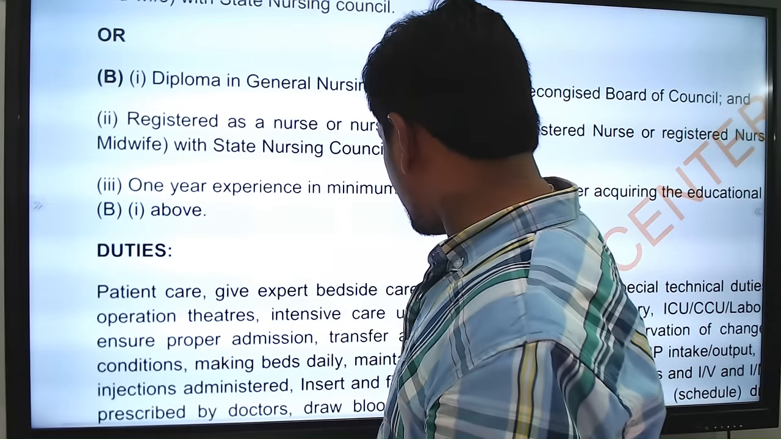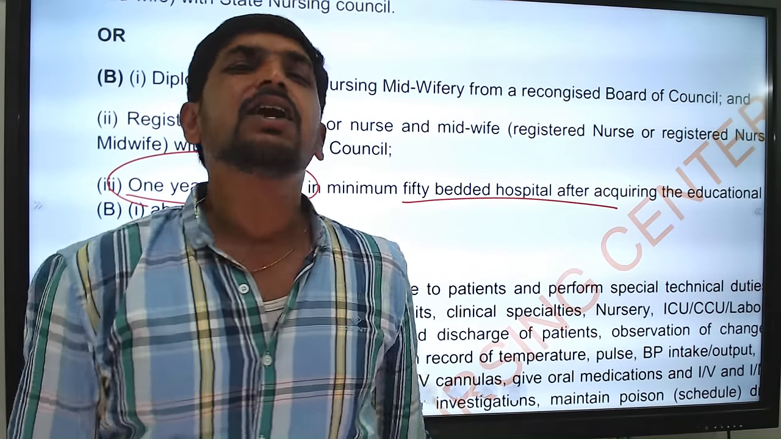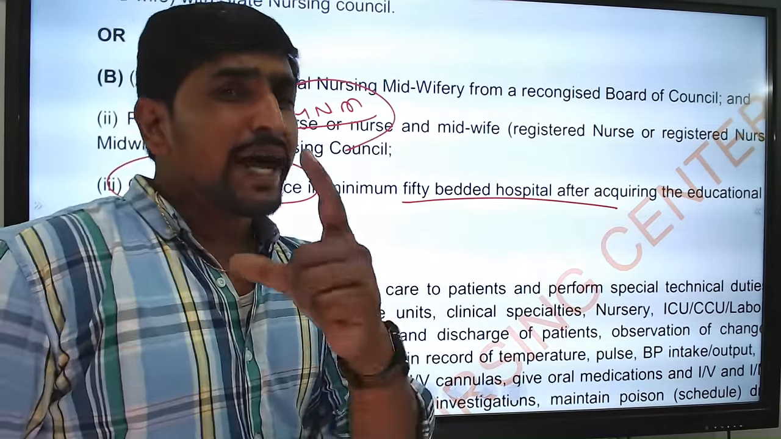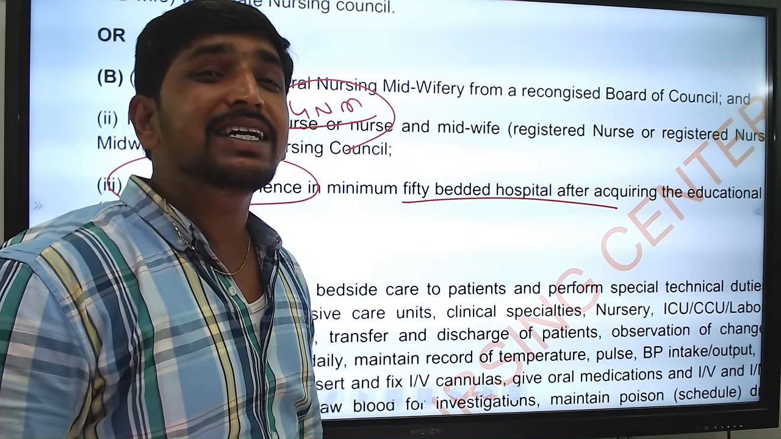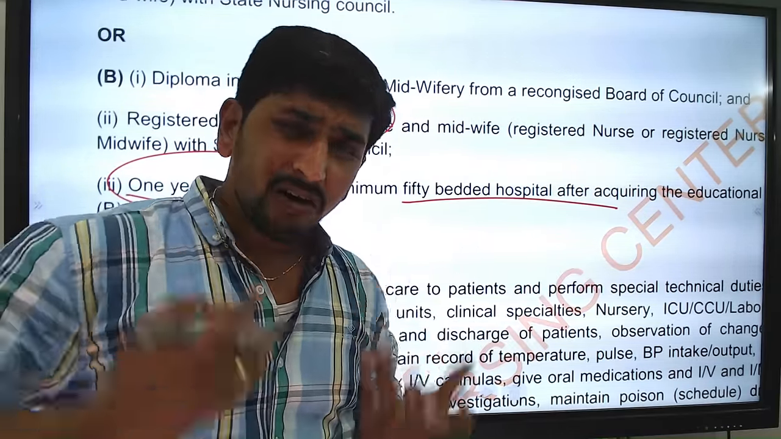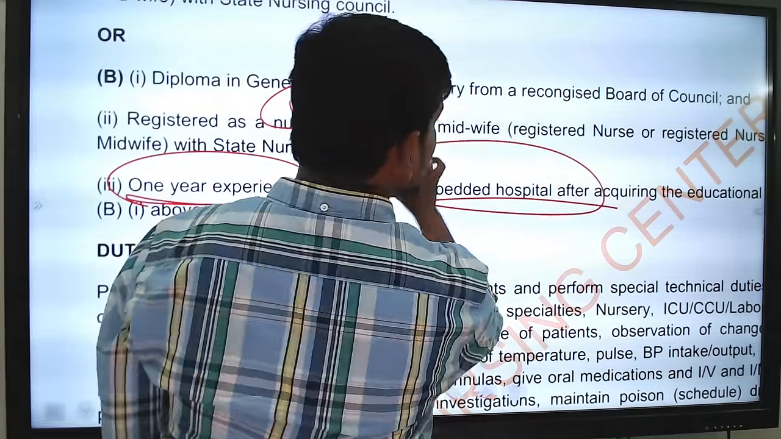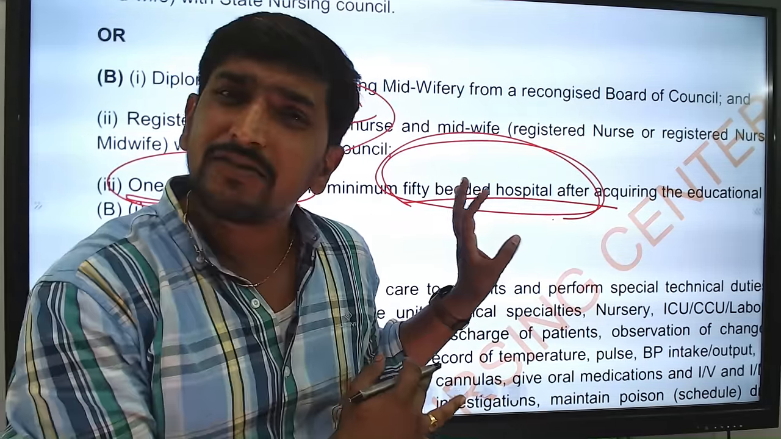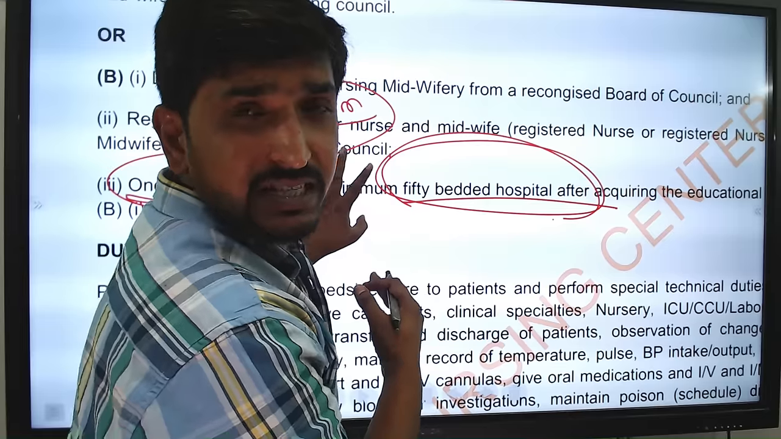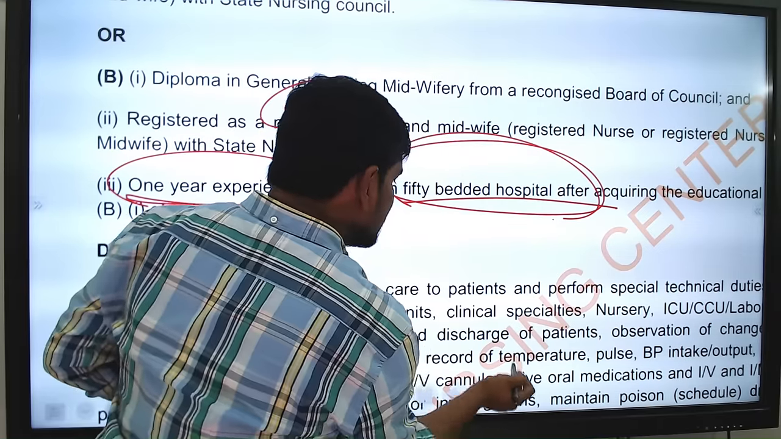If you are GNM, you need at least 1 year of experience in a minimum 50 bedded hospital. That is one additional qualification needed for the GNM. That means experience of at least 1 year on the clinical side in a 50 bedded hospital, either private, trust, or contract, wherever it may be, just remember this point. This should be the second criterion for GNM candidates. Remember this while you are applying for this vacancy, just add your additional qualifications, especially mention 1 year of experience in a 50 bedded hospital. Then go with the next.